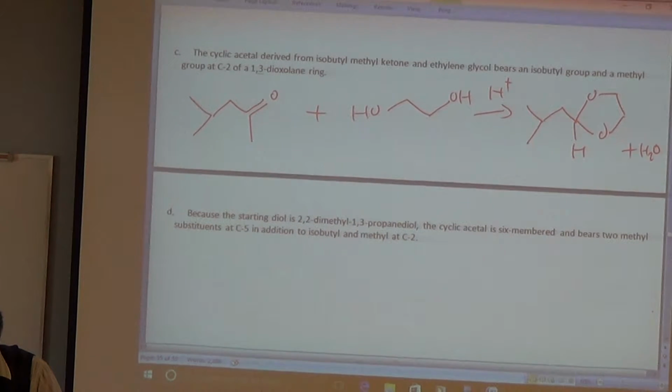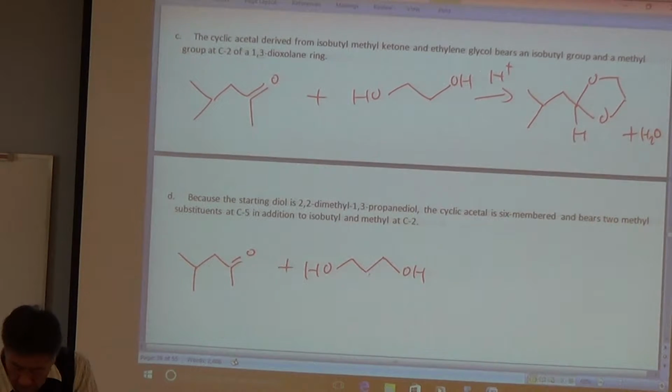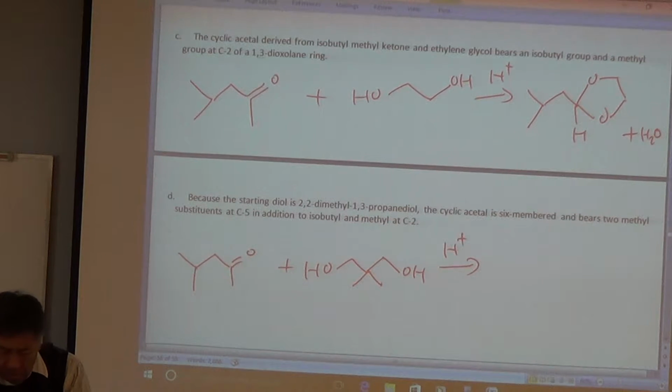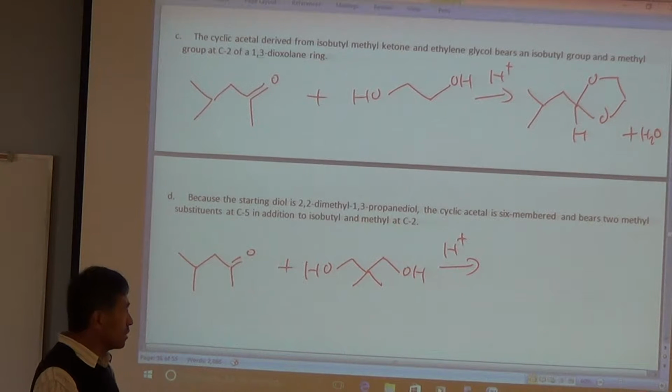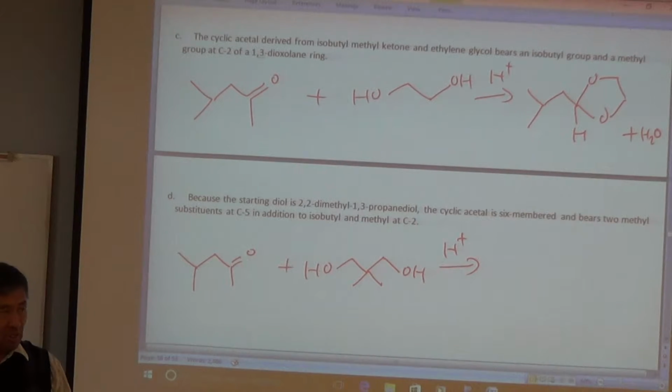D is the same ketone as in C. But this time, the diol is different. So we have to figure out what is the structure. You have two methyls in this diol, and these two methyls will not get lost.